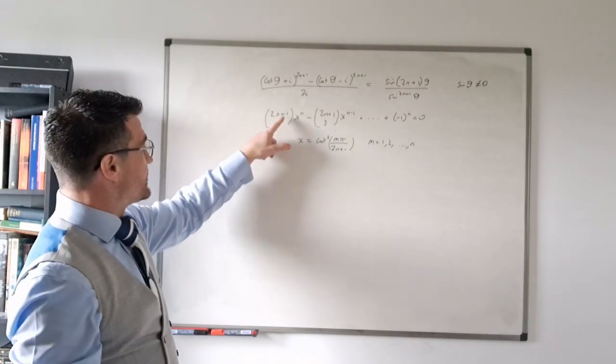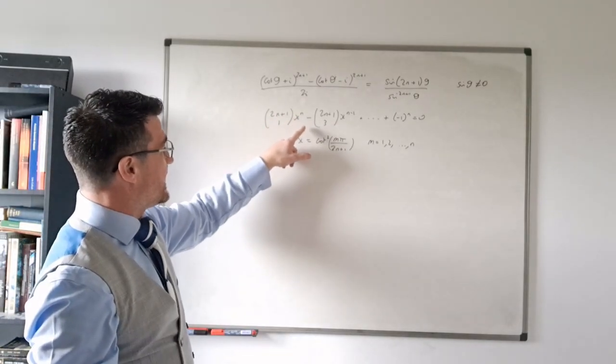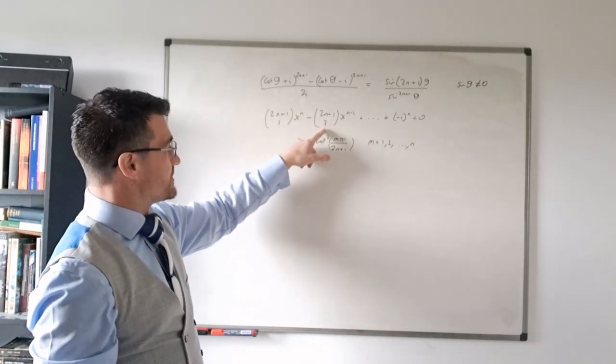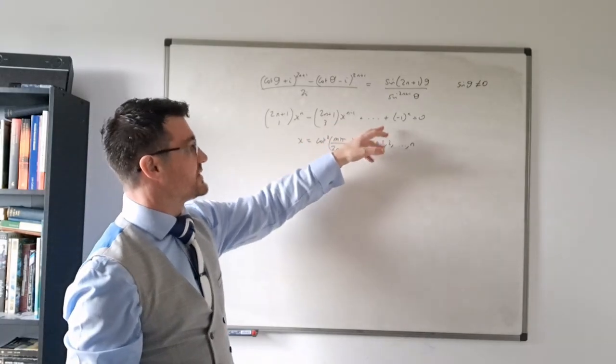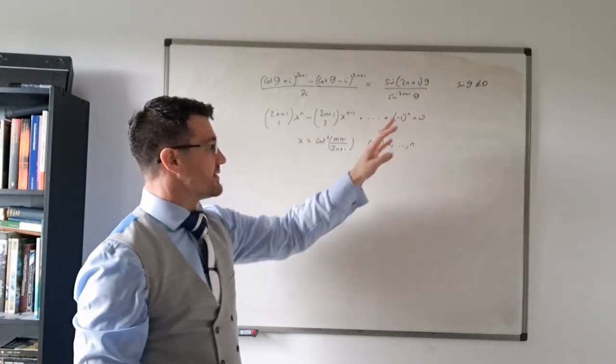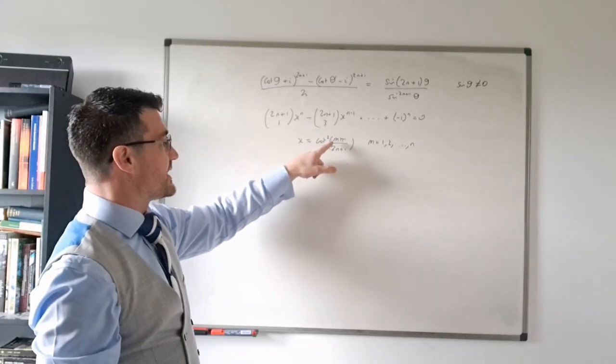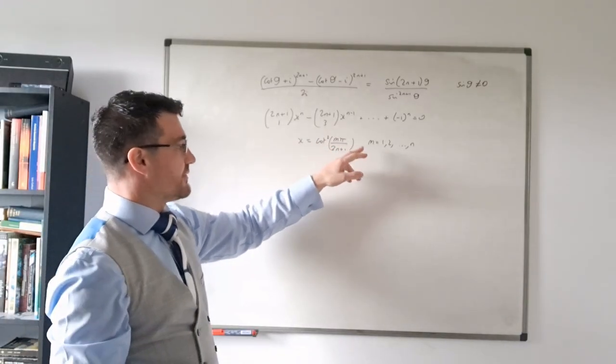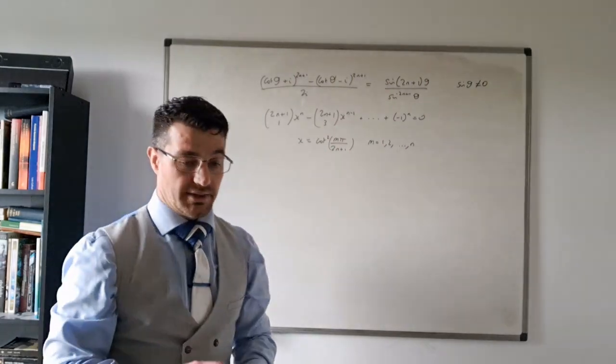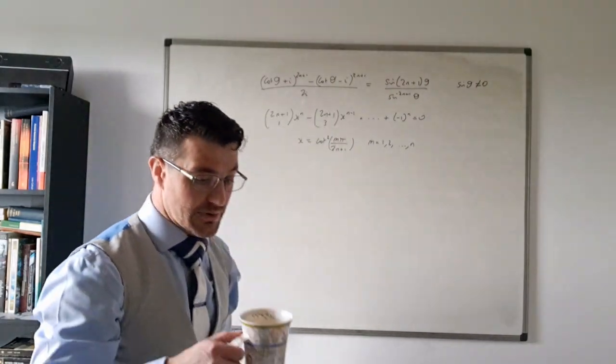So the equation is 2n plus 1 choose 1 x to the power of n minus 2n plus 1 choose 3 x to the power of n minus 1 plus up to minus 1 to the power of n equals 0. The solutions are evidently x equals cot squared m pi over 2n plus 1 for m equals 1 up to n. Okay, so let's have a look at how we're going to do this.